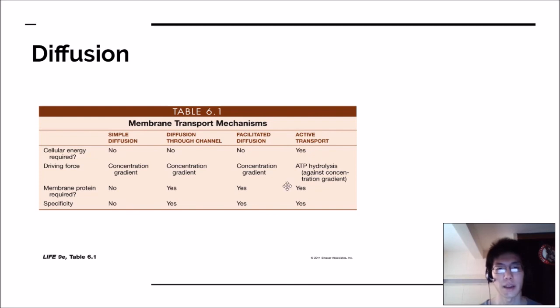But this is a good thing to look through and understand whether energy is used, what's the driving force, whether membrane proteins are required. And I guess probably the most key thing here on this page is likely active transport, where you have yes to all these questions, versus simple diffusion, which is more or less no to most of these questions, I guess, except for driving force there.